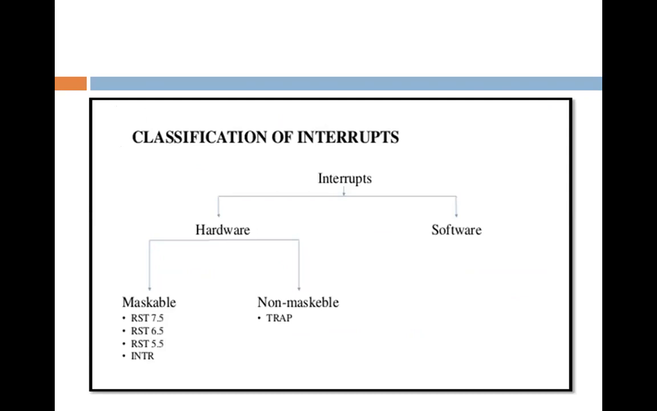Classification of interrupt. The interrupt is mainly classified into two categories: hardware interrupt and software interrupt. Hardware interrupt is again classified into two categories: maskable and non-maskable. Maskable interrupt means we can control it, we can stop it. Non-maskable means we can't control it whenever it occurs. The maskable interrupts are RST 7.5, 6.5, 5.5 and INTR. All are maskable, and trap is non-maskable.